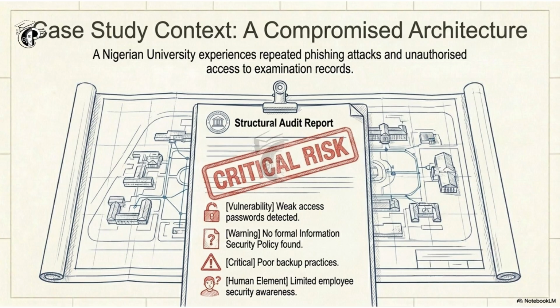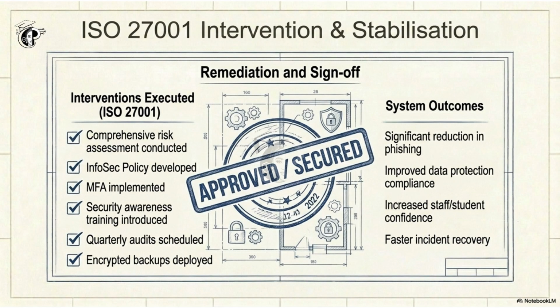So how do we go about it? By the time we adopt a framework, let's pick ISO 27001, you realize that we'll be able to regulate certain things. First, we'll get a significant reduction in phishing, improved data protection compliance, increased staff and student confidence, as well as faster incident recovery.